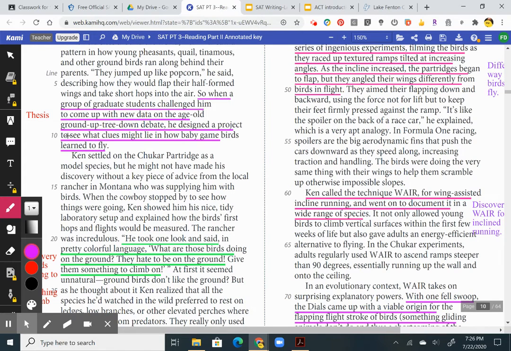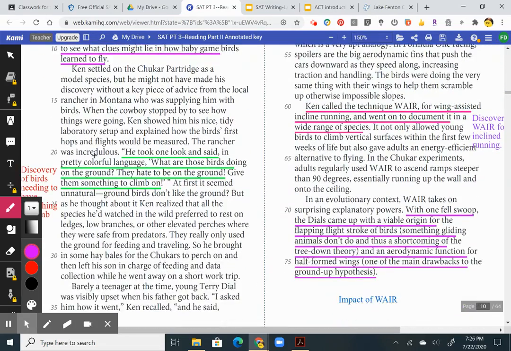So when a group of graduate students challenged him to come up with new data on the age-old ground-up tree-down debate, he designed a project to see what clues lie in how baby game birds learn to fly. And I marked this, underlined it, as the thesis. Ken settled on the chukar partridge as a model species.